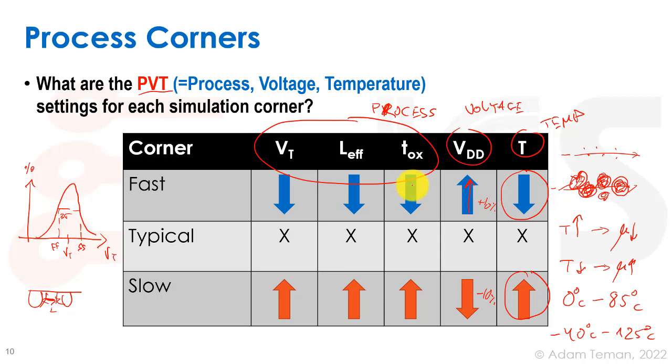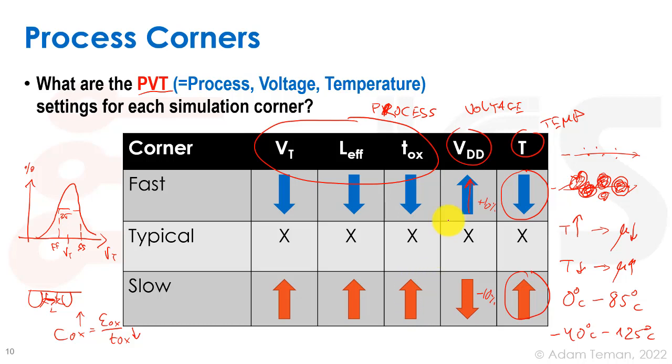And for the oxide, C-ox is E-ox over T-ox. C-ox really gives us our transconductance. For a higher C-ox, what we want is a lower T-ox. It basically improves the capacitance, or improves the control over the channel, improves the transconductance. So for a fast corner, we're going to have a smaller T-ox, and for a slow corner, we're going to have a larger T-ox.